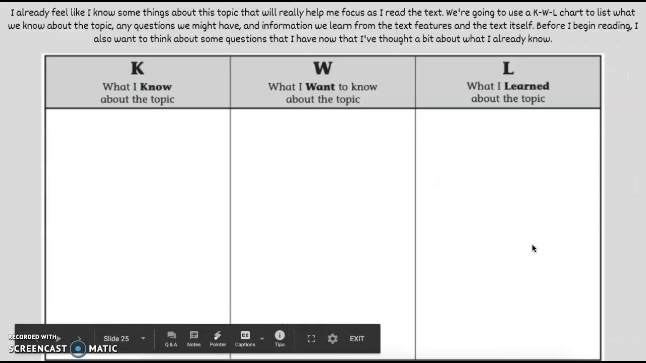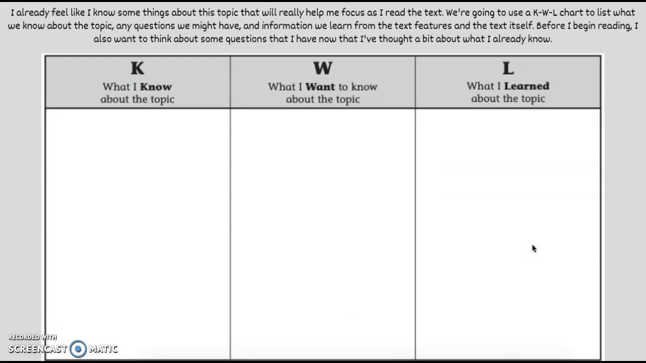I already feel like I know some things about this topic that will really help me focus as I read the text. We're going to use a KWL chart to list what we know about the topic, any questions we might have, and then after we read, we'll fill in some information we learned from the text features and the text itself. So before I begin reading, I also want to think about some questions that I have, and I've thought a bit about what I already know.